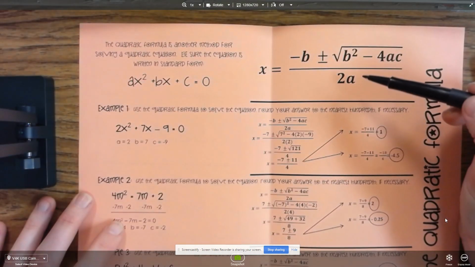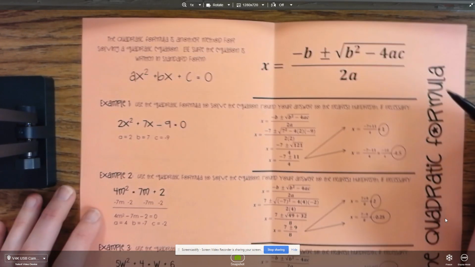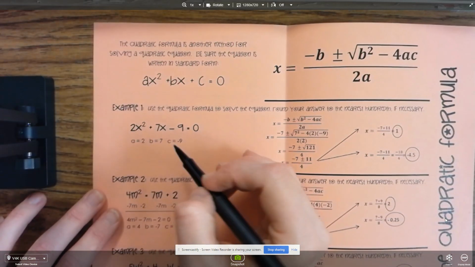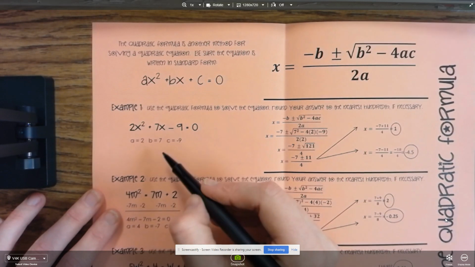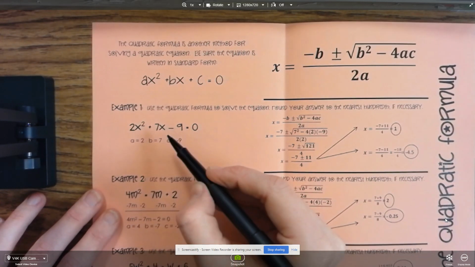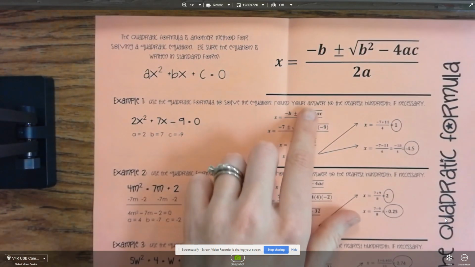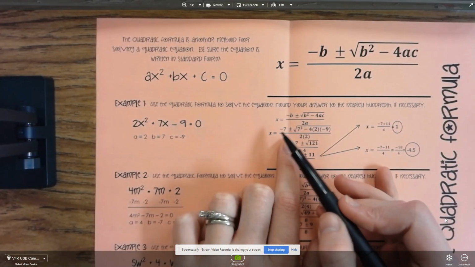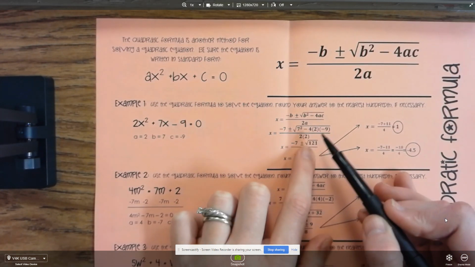And so here's our formula: negative b plus or minus the square root of b squared minus 4ac, divided by 2a. And so what you want to do for your equation, if it's already in standard form, you want to pick out your letters. So for this one, a is 2, b is 7, and c is negative 9. And then we're going to plug into the formula. So you can see where we've plugged in negative 7, and then 7 squared, and all this.